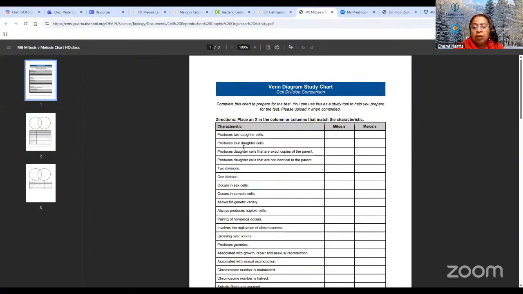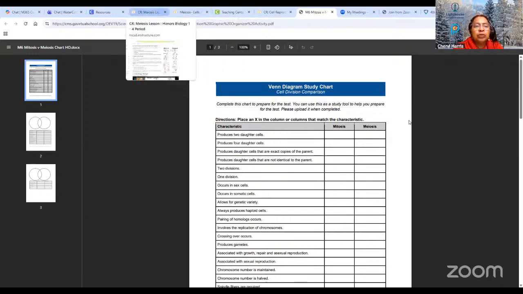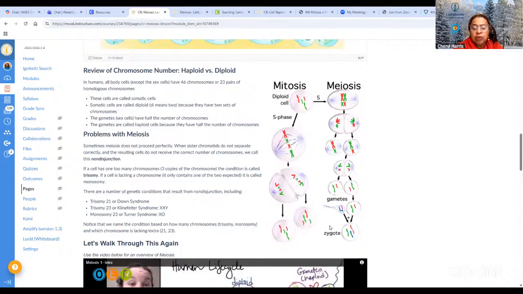All right, so then you can compare one to the other side by side: produces 2 daughter cells, produces 4 daughter cells. So if we jump back over here to that one, and we look at what it produces at the end of the day, this one shows you that it produces 2 daughter cells. This one, meiosis, shows you 4. It may not look like 4 cells, but it should be. Actually, if you're looking at this right here, those are the 4 cells, the gametes right there.